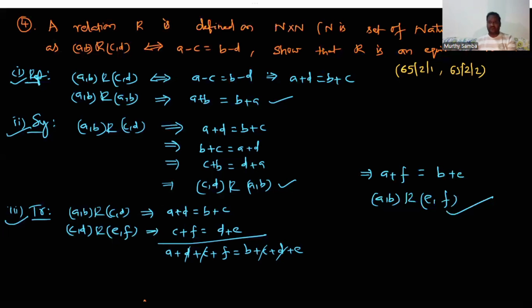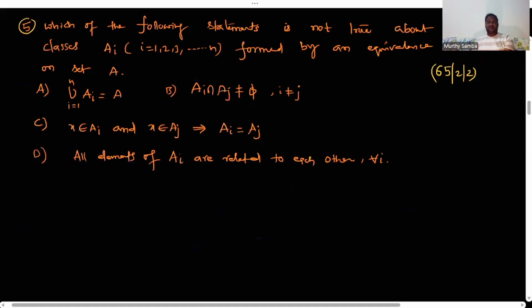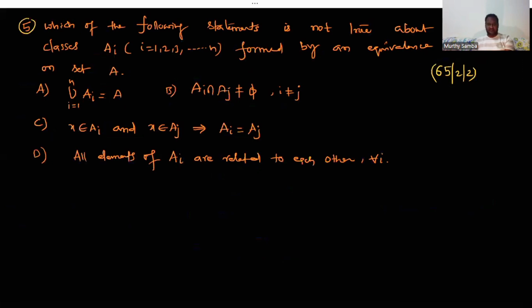Right. So, moving on to the next question. What is the next question? See, this is the fifth one. In this fifth question: which of the following statements is not true about equivalence classes Ai, where i is equal to 1 to n, formed by an equivalence relation R on set A? Option A is given: union of Ai for i equal to 1 to n is equal to A. Option B: Ai intersection Aj is not phi when i is not equal to j. Option C: if x belongs to Ai and x belongs to Aj, then Ai is equal to Aj. And option D: all elements of Ai are related to each other for every i.